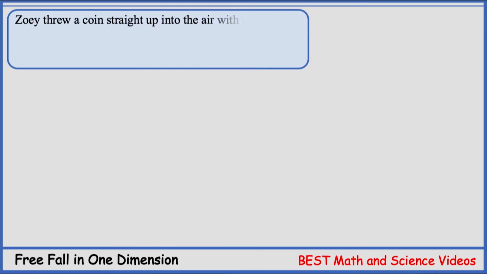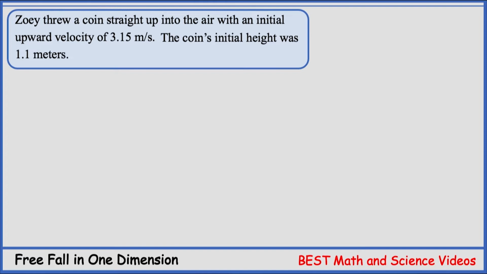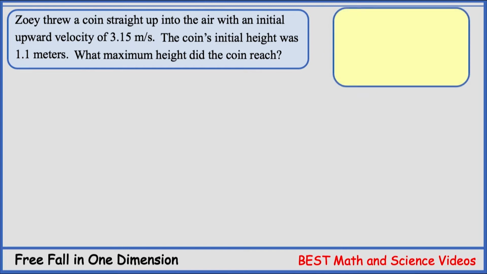Zoe threw a coin straight up into the air with an initial upward velocity of 3.15 meters per second. The coin's initial height was 1.1 meters. What maximum height did the coin reach? Let's sketch the situation. First, define the coordinate system so that up is positive. Zoe threw the coin straight up with an initial velocity vi, which we know is 3.15 meters per second. And she threw it from an initial height xi, which we know is 1.1 meters above the ground. Gravity is pulling down on the coin, and the coin moves up to a final height of xf before falling back down.